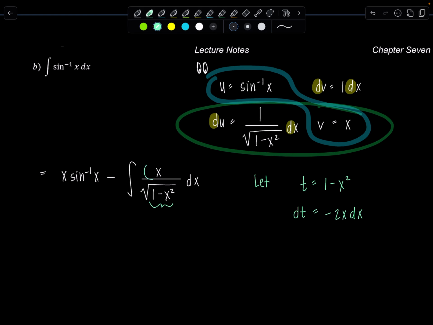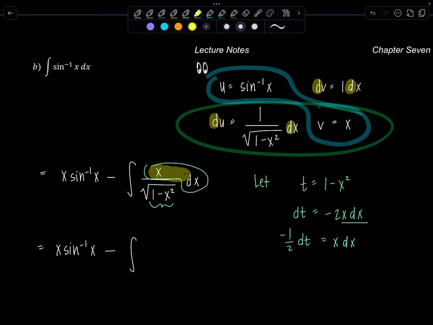Do I have that in my integral? Almost. I just have plain old x dx. So let me get that by itself. So negative 1/2 dt is x dx. And then now let's put it all together. So we still have this x sine inverse of x hanging out in the front, right? Minus integral. So this x dx gets replaced with negative 1/2 dt.